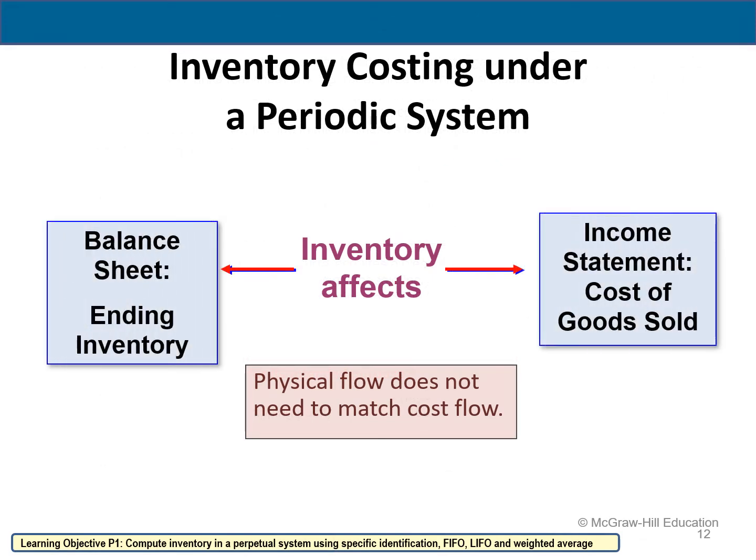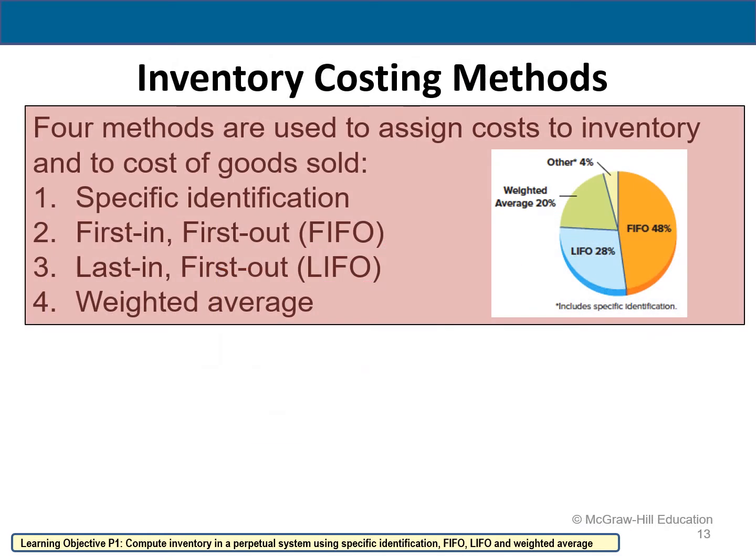Okay, so when identical items are purchased at different costs, we must determine which amounts to record in cost of goods sold and which amounts to remain in ending inventory. We do that with a cost flow assumption, but the important thing to note is that the physical flow does not need to match the cost flow. So there are 4 inventory costing methods. The first is specific identification. Then there's first in, first out, or FIFO, last in, first out, or LIFO, and then weighted average.